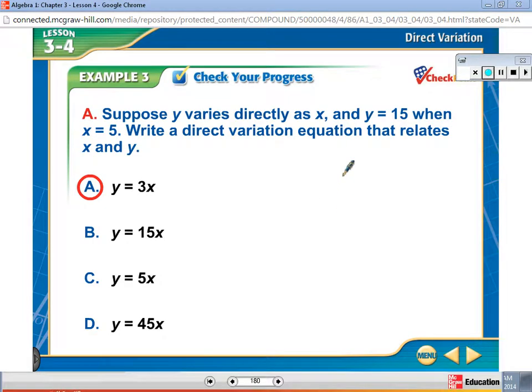What we did is we used y equals kx. We said 15 equals k times 5. Divided both sides by 5, so k is 3. And so y equals 3x. That's how they got that. Okay, let's go on to the next piece.